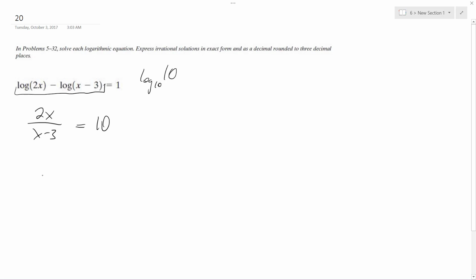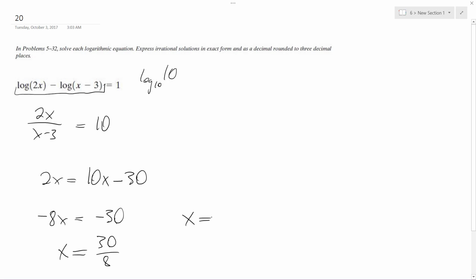So I'm going to multiply over here. So I get 2x is equal to 10x minus 30. And then I subtract 10x from the other side. So I get negative 8x is equal to negative 30. Divide 30 by 8, and I get x is equal to 30 over 8, or x is equal to 15 over 4, or 7.5. That's it.